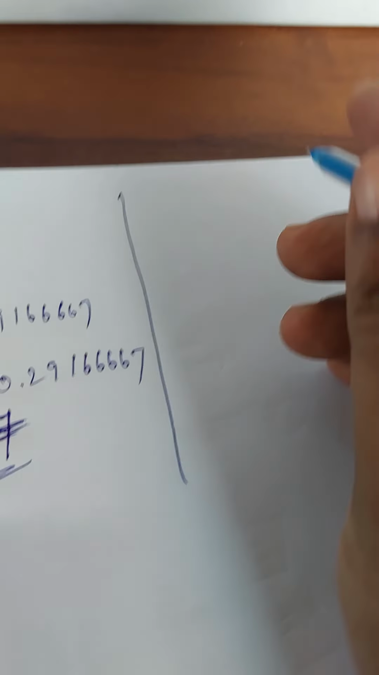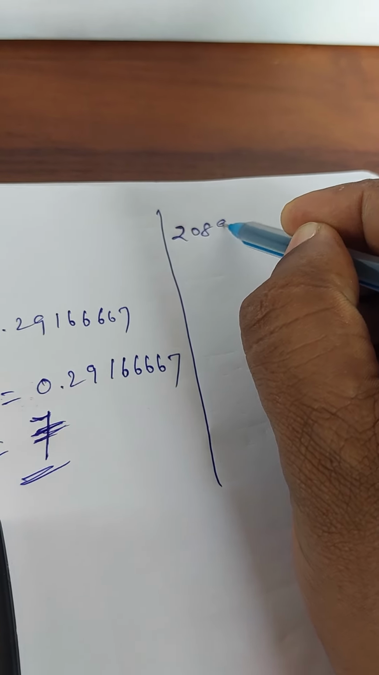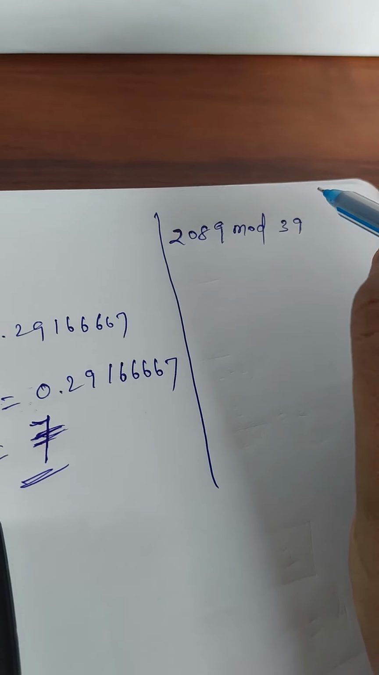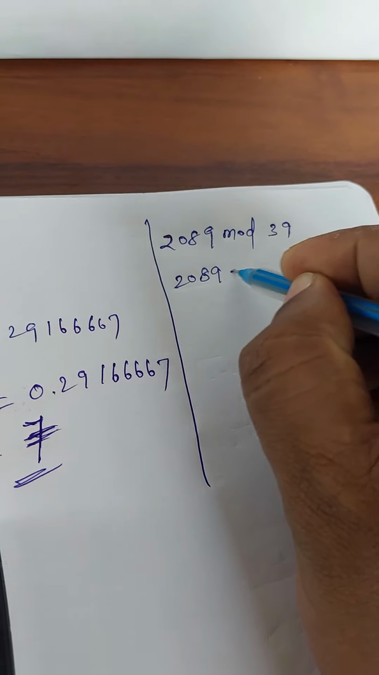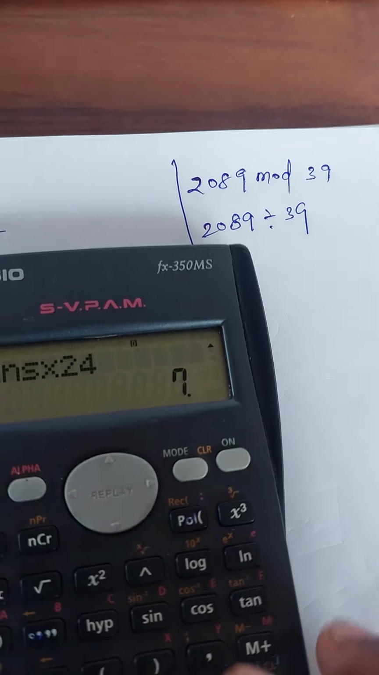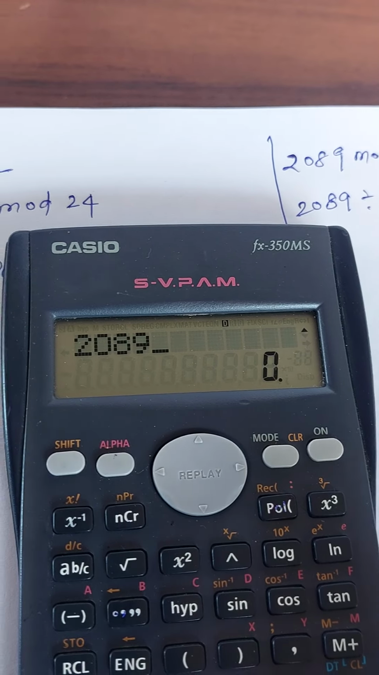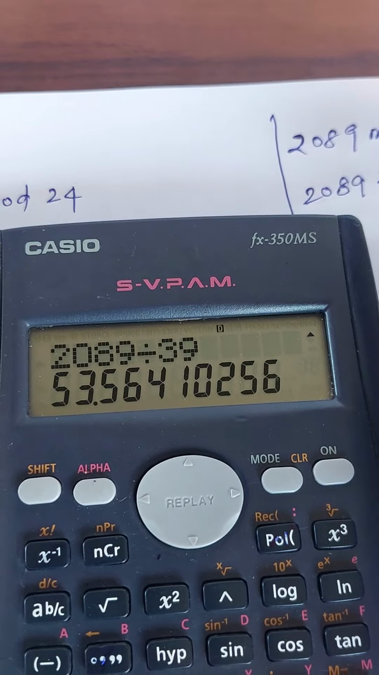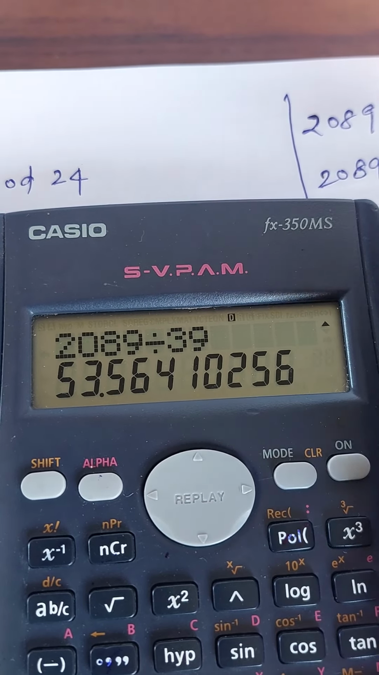Find the modulus of 2089 mod 39. So first divide 2089 divided by 39. Okay, 2089 divided by 39, we get answer, something. So now what you do?